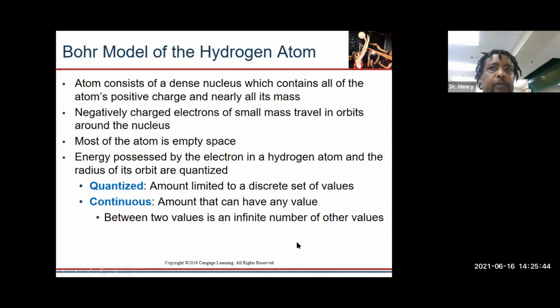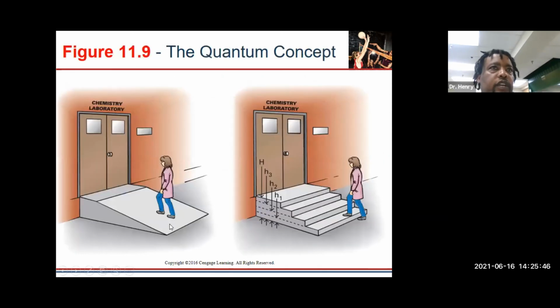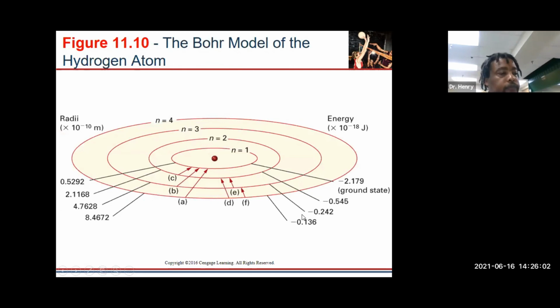To kind of put this in perspective, this here would be that continuous case. This would be an example of quantizing those steps. So each step represents a different energy level. This here is the nucleus. This would be that first energy level. This is the second energy level. This is the third energy level. This is the fourth energy level.